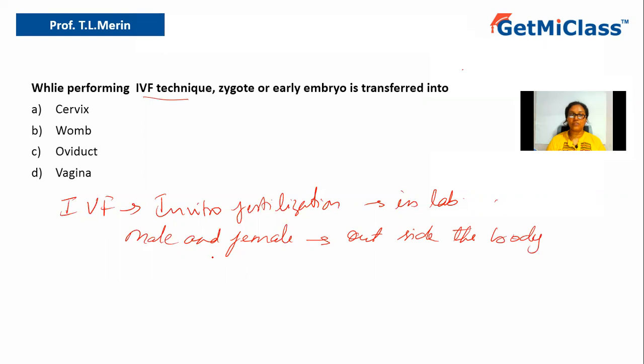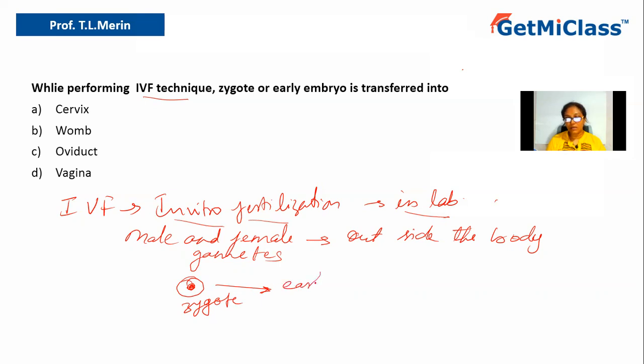Because usually where does the fertilization occur? It happens within the oviduct of the female. But here in vitro fertilization, it is happening outside the body, that is in the lab. So once the male and the female gametes undergo fusion, we get something called a zygote. This is a zygote. Now this zygote will develop and undergo multiplication, and further it will form a small embryo or the early embryo.